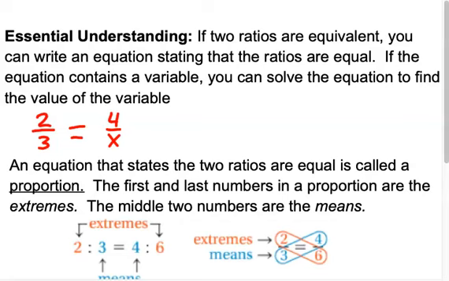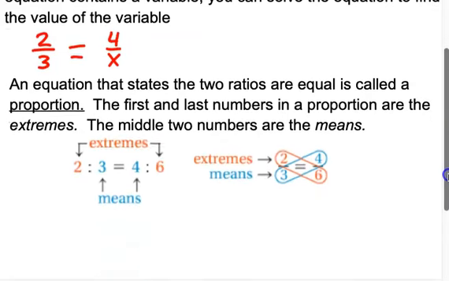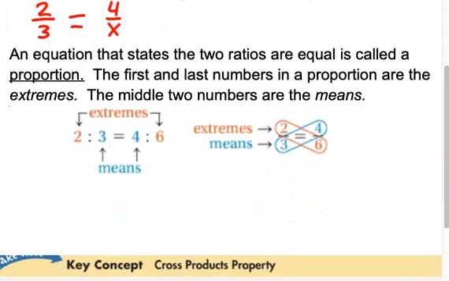It's called cross multiplying. So an equation, like I have in red above, that states the two ratios are equal is called a proportion. So proportion is the vocab word for today. The first and last numbers in a proportion are called extremes. The two middle numbers are called the means, and that actually becomes important for one of the things that we'll do in a coming lesson. So we have means and we have extremes. The means are the middle numbers in the ratio, and the extremes are the outside numbers.